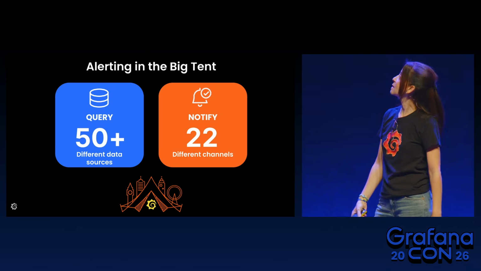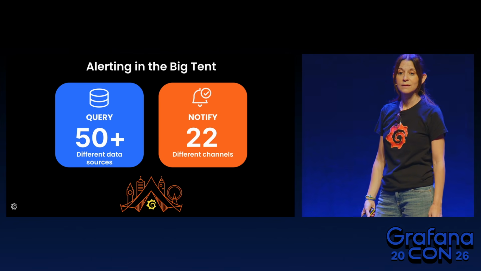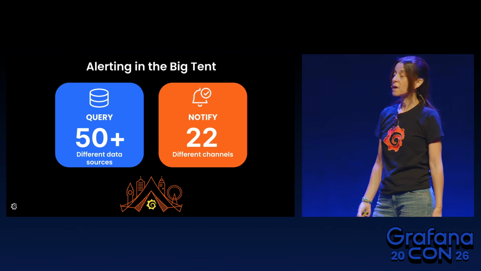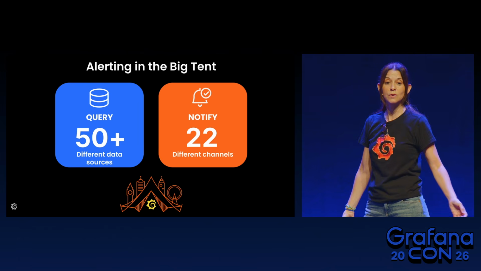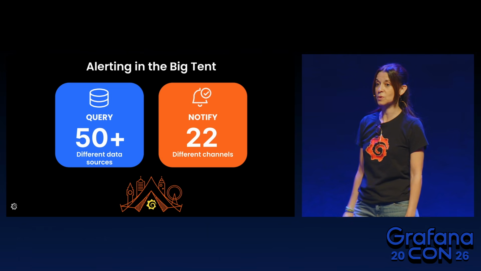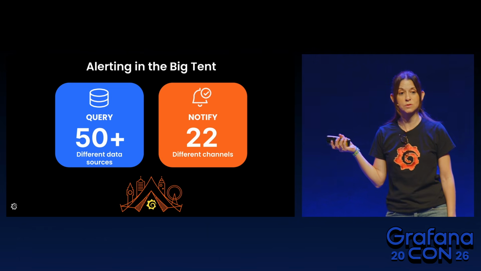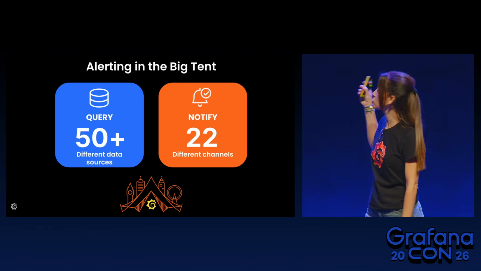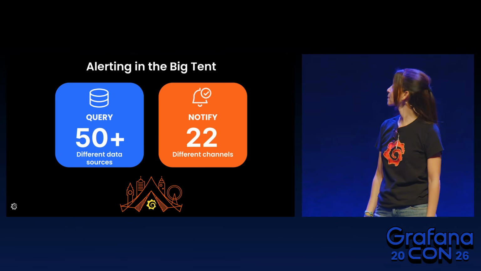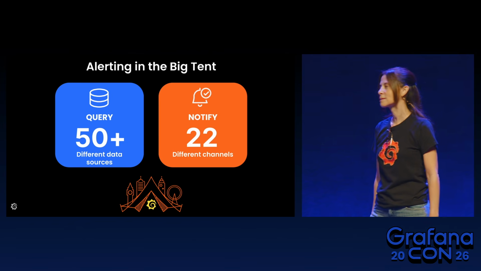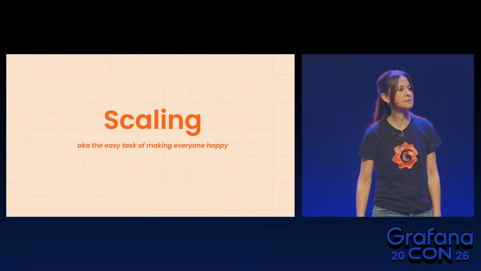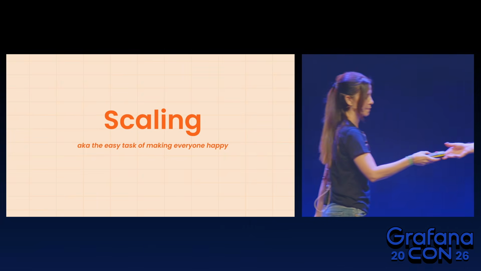And we can call it alerting in the Big Tent, because you can query from almost any data source you need, and you can notify through most of the integrations you need. And we can call it the Big Tent because we have over 50 different data sources and 22 types of integrations and counting. But to get here, first, we have to solve some big challenges, and Alexander will show you how.